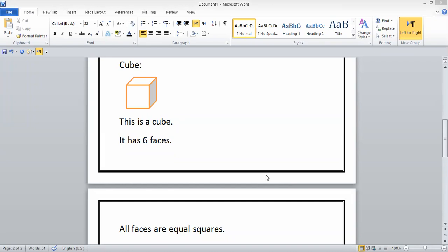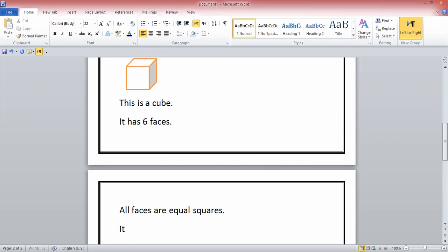A cube has 12 edges. Very good. So I will write here: it has 12 straight edges. All edges are straight.